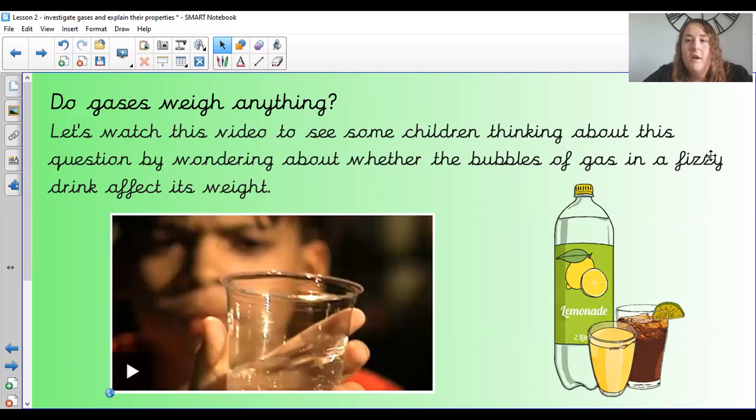Okay, we're going to watch one more video here about gases weighing anything. And we're going to see some children thinking about this question by wondering whether the bubbles of gas in a fizzy drink affect its weight.